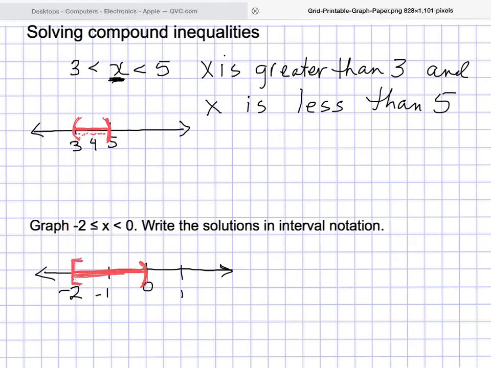Okay, if we choose -1, is it less than 0? Yes, it is. So it satisfies this portion of the inequality. So -1 satisfies that. But not just -1, all the numbers that are highlighted in here, all the numbers we can't even name, will satisfy that inequality. Now let's write it in interval notation. You can copy that from your graph. It would be a bracket on -2 all the way to 0 with a parentheses, and that's the interval notation.